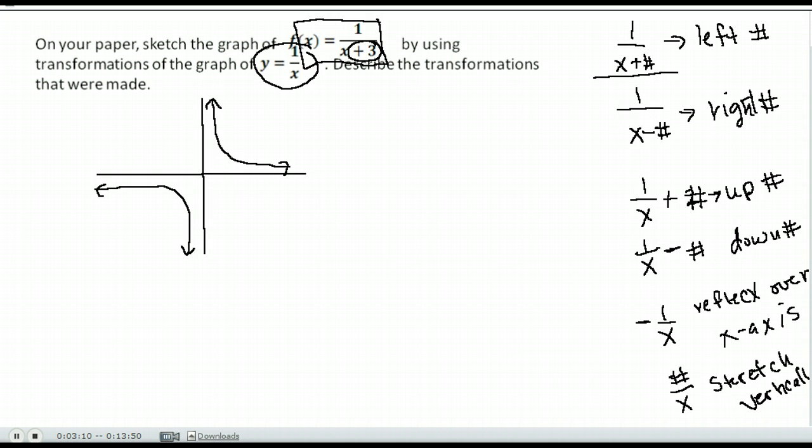So what's going to happen here is instead of our asymptotes being at 0, it's going to be over here at negative 3. Okay, so it's going to move it over this much. It didn't move up or down at all because there's no plus or minus on the end. So instead, we have this function. I meant to change the color there so we could see the difference.